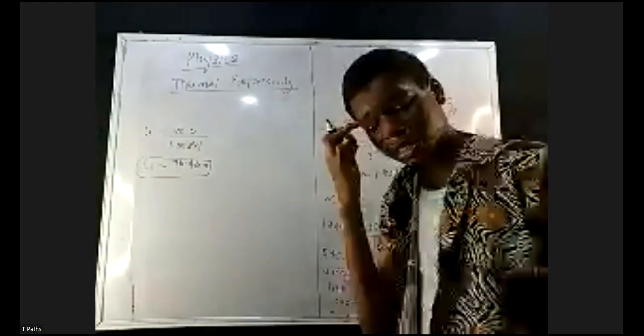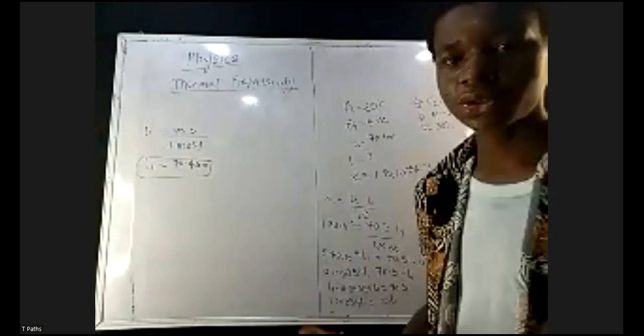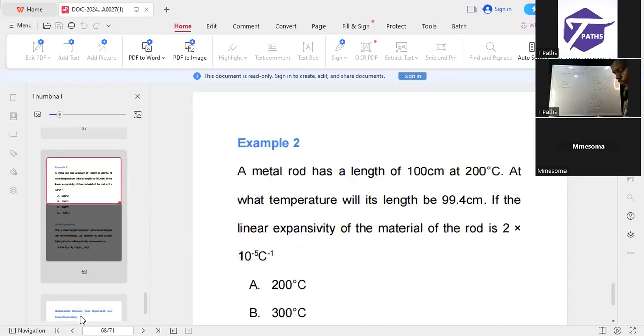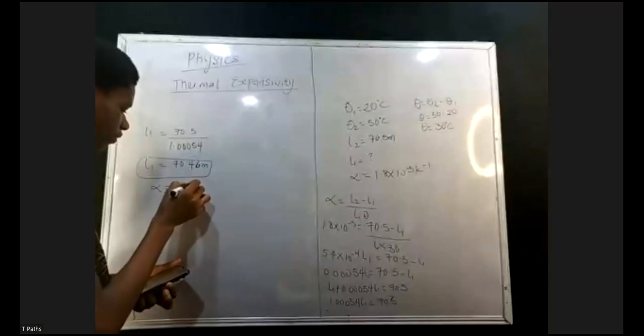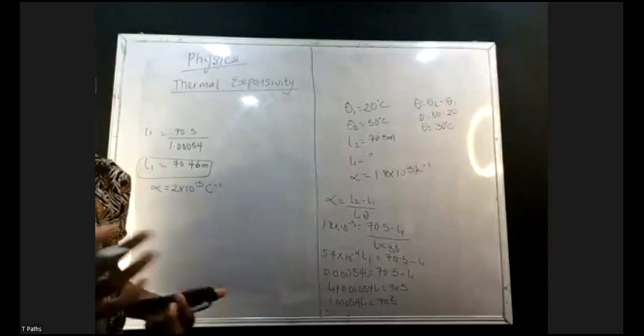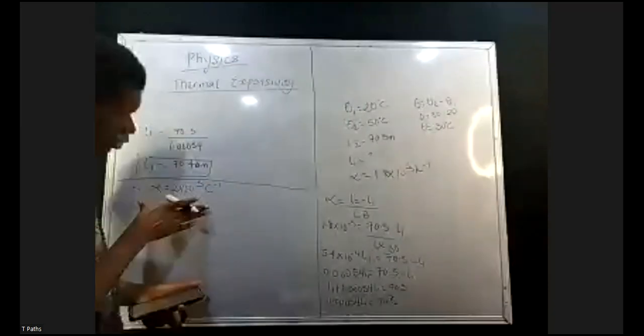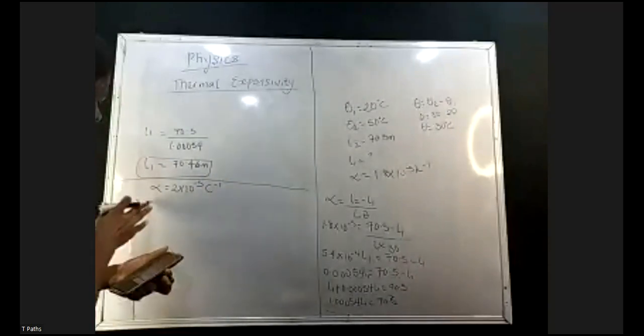The next example says a metal rod has a length of 100 centimeters at 200 degrees Celsius. At what temperature will its length be 99.4 centimeters if the linear expansivity of the material of the rod is 2 times 10 to the power minus 5 per Celsius? So what I'm going to do is list out my parameters. First is my linear expansivity, 2 times 10 to the power minus 5 per Celsius. It can be per Celsius or per Kelvin. So I've written down my alpha.